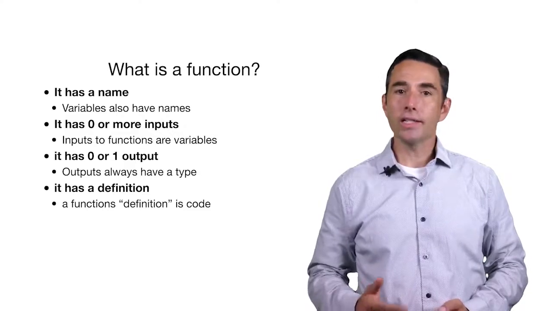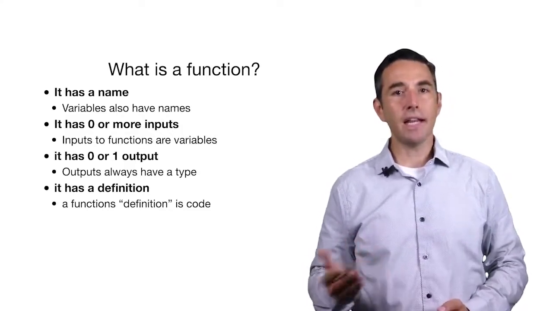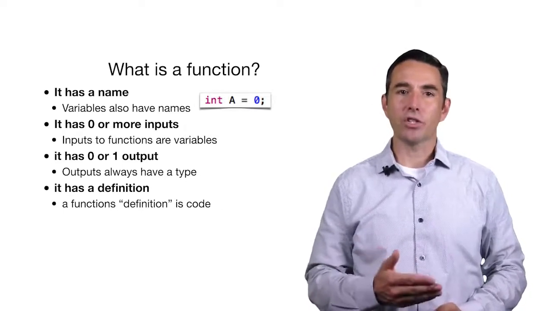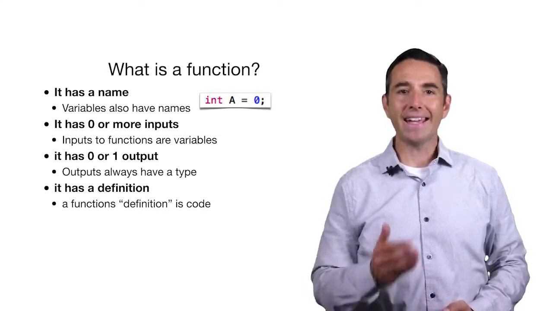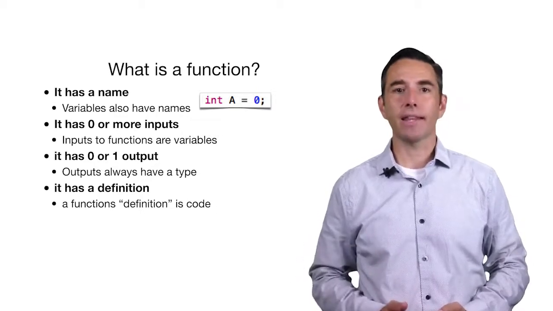Well, in code, it's similar. Code functions also have a name. We've seen names already when we have defined variables. For example, when we define int a equals 0, we know that there's a variable called a, and that a is that variable's name. Int is its type. Functions also have a name like that.